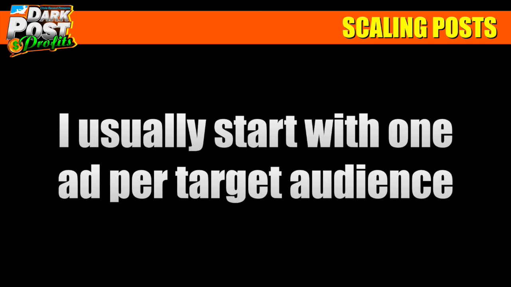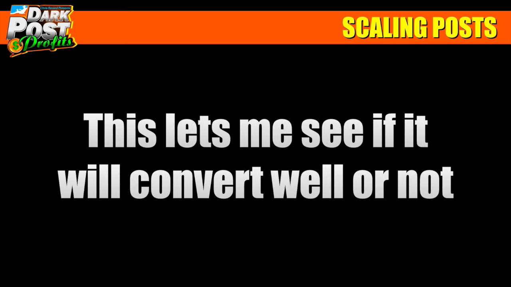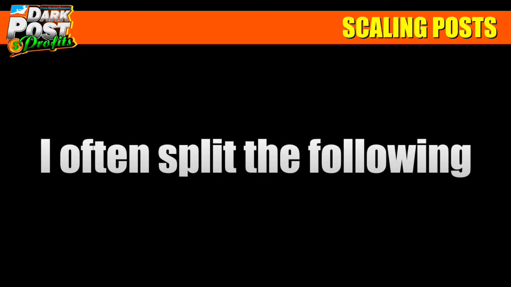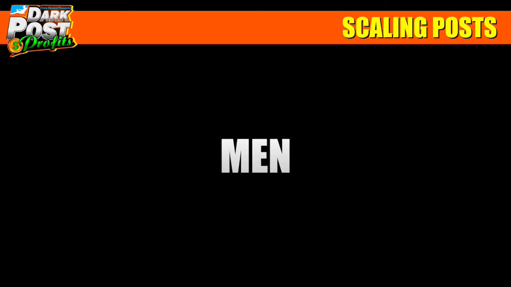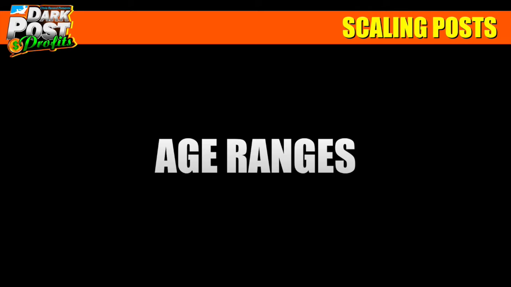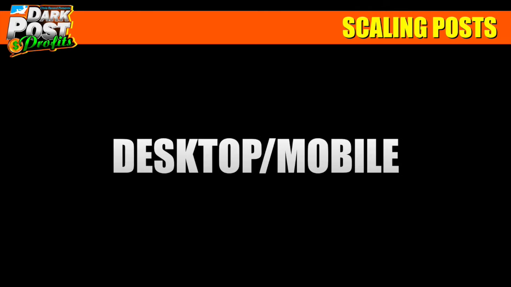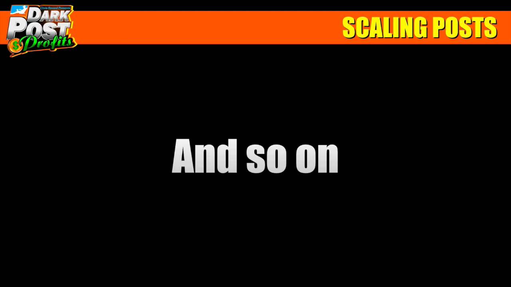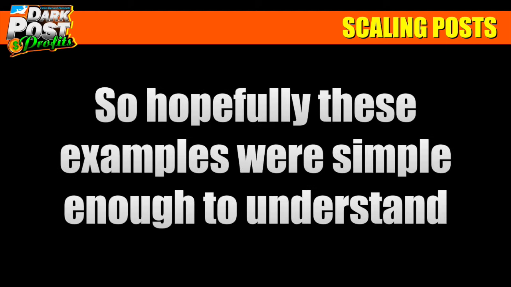So I usually start with 1 ad per target audience. That's usually my goal, 1 ad. This lets me see if it's going to convert or not. Now, if that ad starts converting, if it starts converting well, I scale. And I often split the following. So here's the things I often split. Men, women, age ranges, cities, states, desktop, mobile, right? Similar interests. I might find things that are very, very similar and so on. Those are all things that I scale. So hopefully these examples were simple enough to understand.